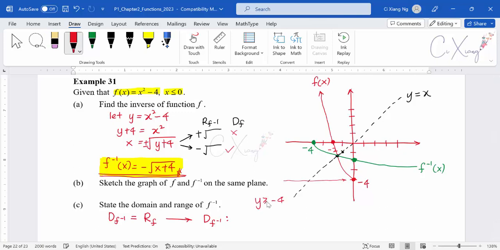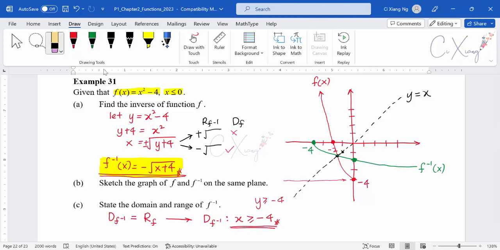But now we are talking about the domain, right? The domain of the inverse function is the same as the range of the function. Therefore, I write it as x greater than or equal to -4. Because for domain, we are talking about the value of x, so I should write it as x.